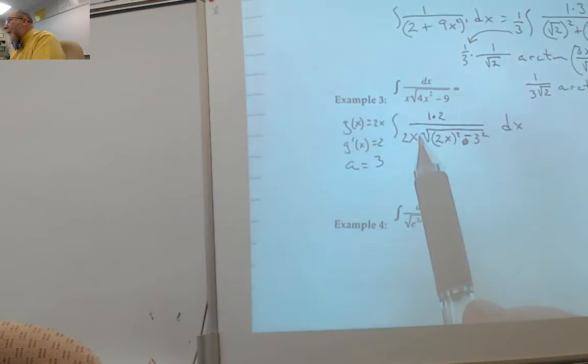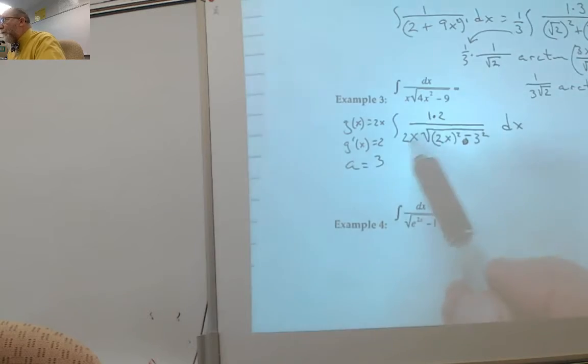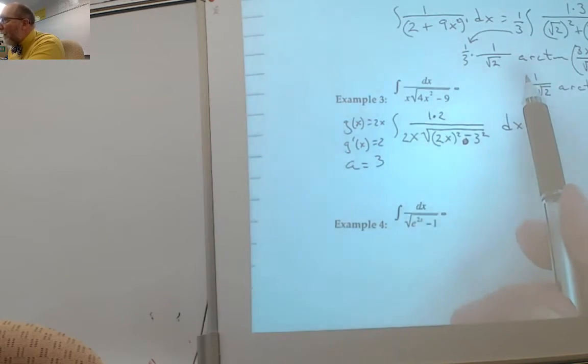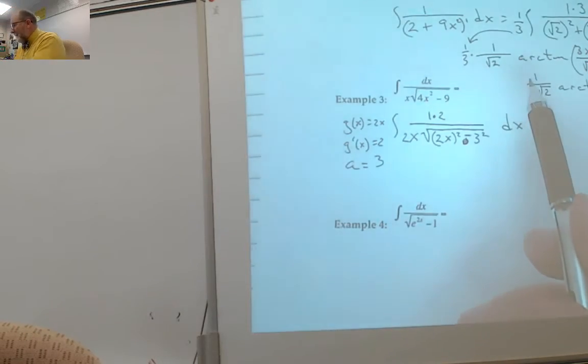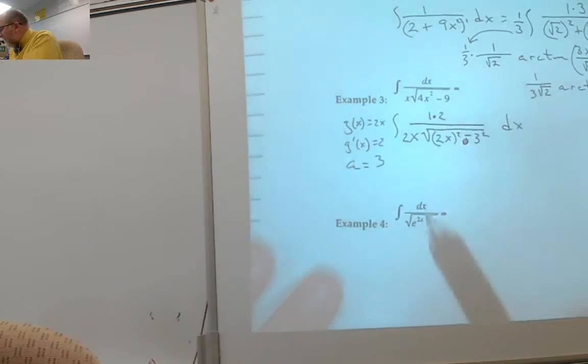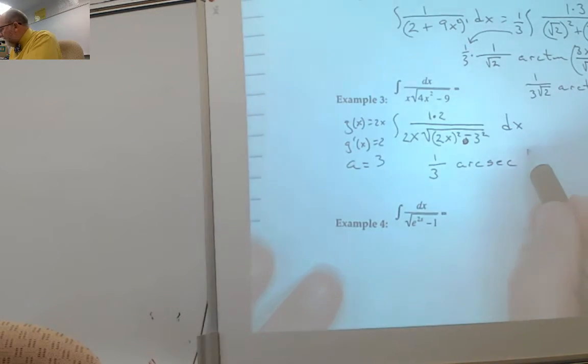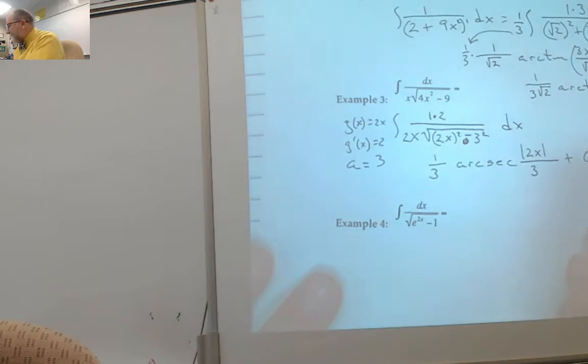And I'm not going to multiply by 1/2. I needed both of these 2's. But in the simplification process, I would have canceled them out with a red pen, right? I'm just bringing them back now. Does that kind of make sense? So that means I have 1/3, 1 over a, times the arcsecant of the absolute value of 2x over 3 plus c.